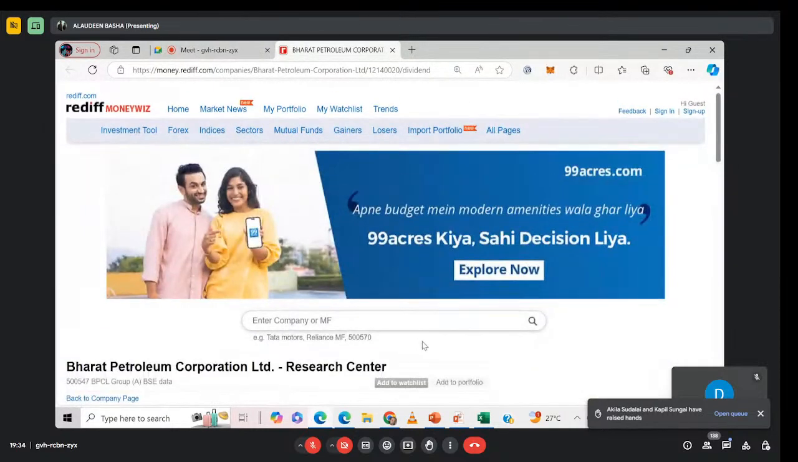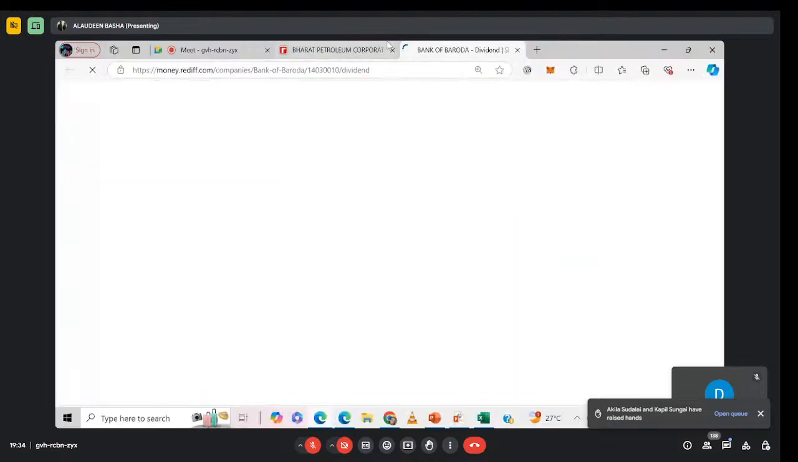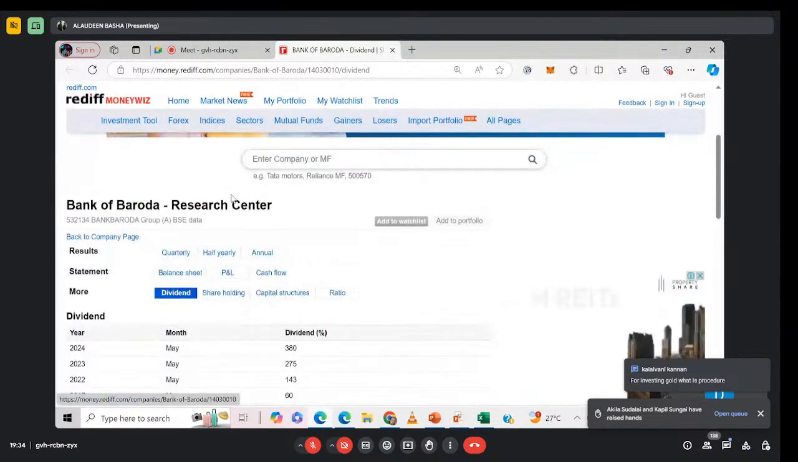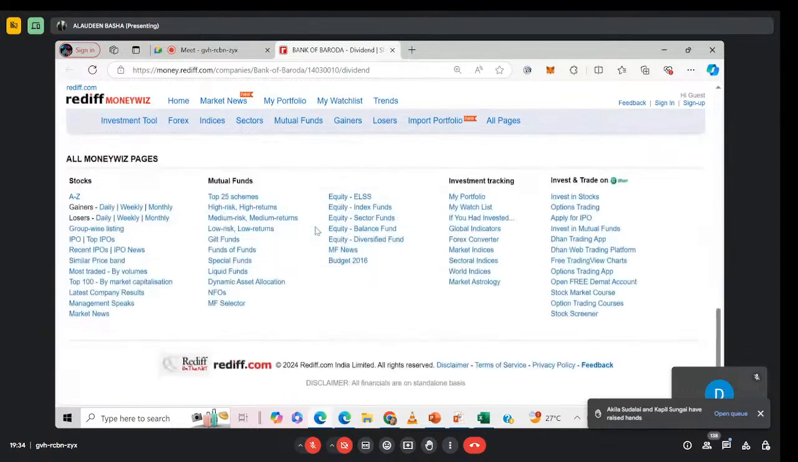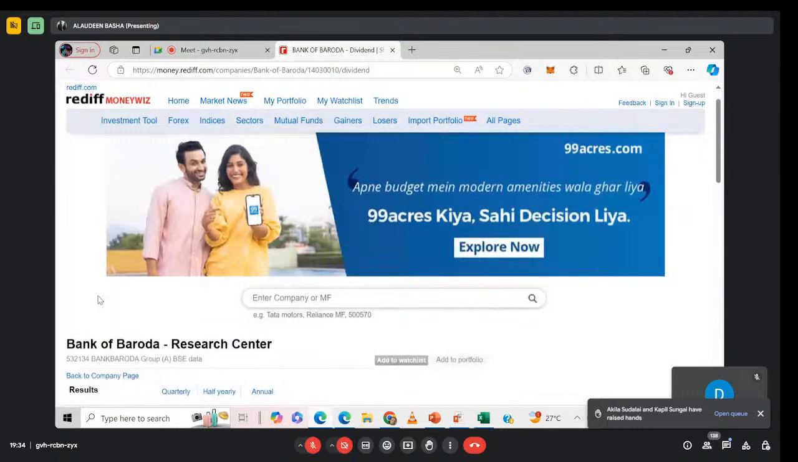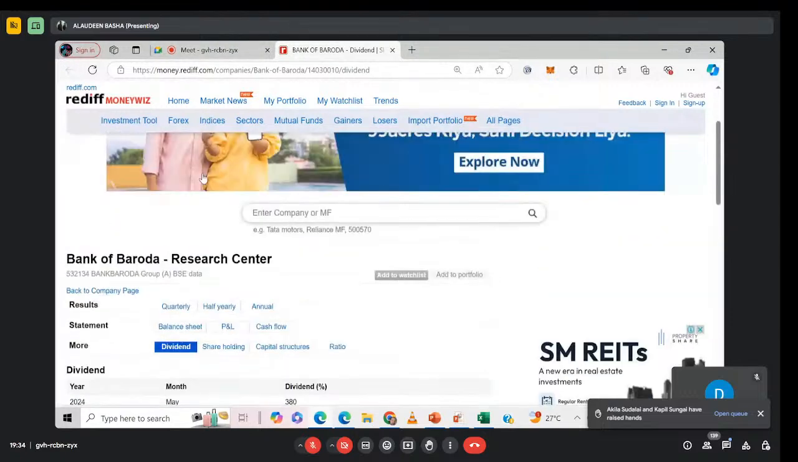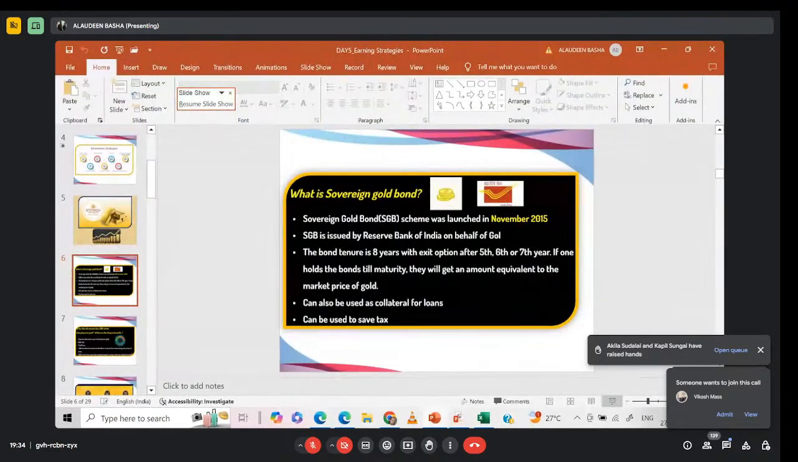So just list it out. Similarly, we'll move on to another stock, Bank of Baroda. Okay, so you just check the dividend. This company is also giving dividends from 1997 till now. In 2024, last May, they gave 380%. So just imagine, you can compare this dividend. Someone holding Bank of Baroda from 1997 to 2004, actually compared with the stock price, the dividend value is higher. So you can select these kinds of stocks in future. It will be very useful to improve your portfolio by using this dividend value.